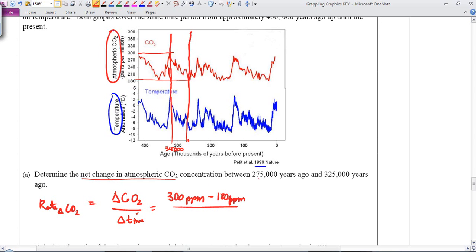And what was this range? 275 to 325? Isn't that 50,000 years? So that's 120 over 50,000. So that comes out to be 0.0024 parts per million per year.